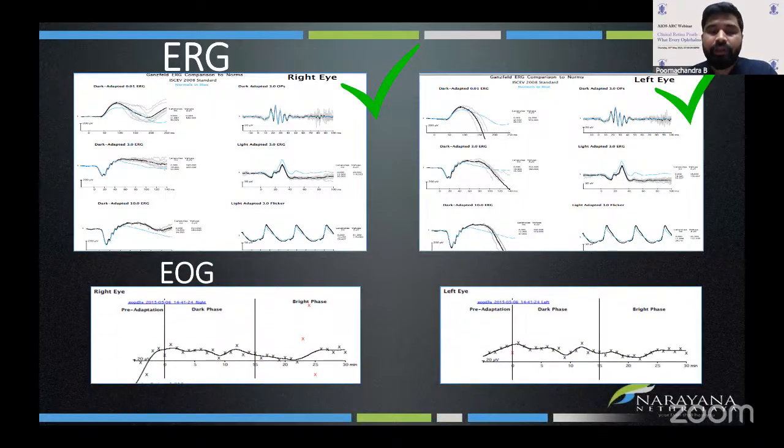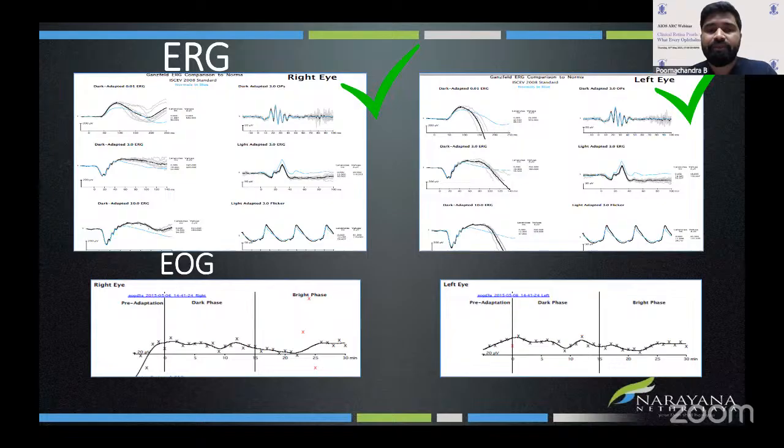And if you do an electrooculogram, which is very specific to the Best group of disorders, because it happens due to a mutation in a gene called bestrophin, which is localized to the retinal pigment epithelium, and EOG indirectly measures the functional integrity of the retinal pigment epithelium. If you look at this EOG, there should be a light rise, which is absent here, which is abnormal. So this is very classic of a dominant Best disease where the full-field ERG will be normal and EOG will be abnormal.